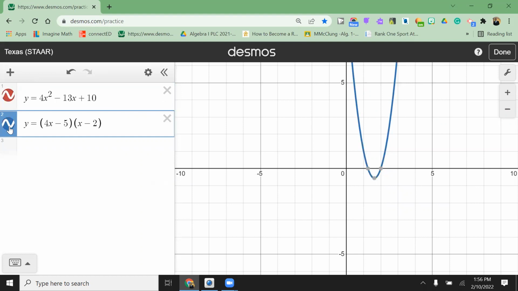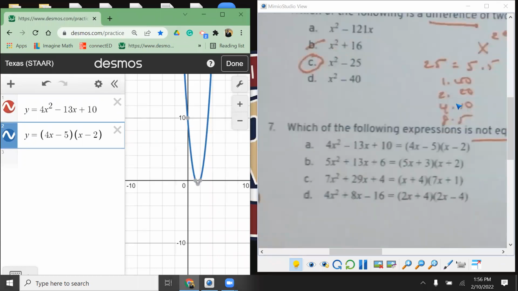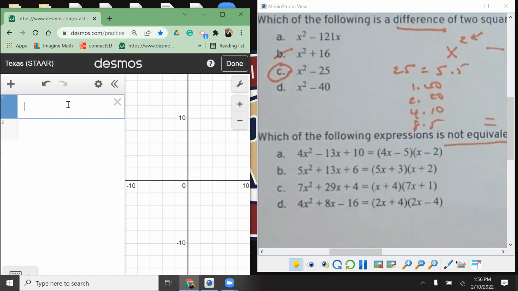Now, another way I could do it is I could turn things on and off like this. Okay, so you can see it's exactly the same thing. So these are equal. All right, and remember the question says which ones are not equal. So we know that this one is not my answer. So we're going to try another one. What's terrible about this is I'm going to have to type in all these every time all over. So here we go. We're going to do the next one.